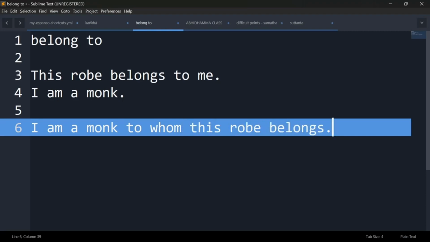It's quite strange, we don't normally talk like this, but it's okay. I am a monk to whom this robe belongs, with a comma. I am a monk to whom. I feel like no comma, but it's not very clear to me.